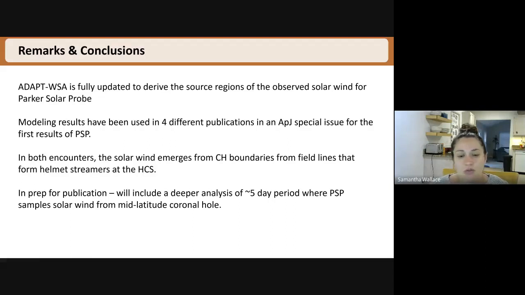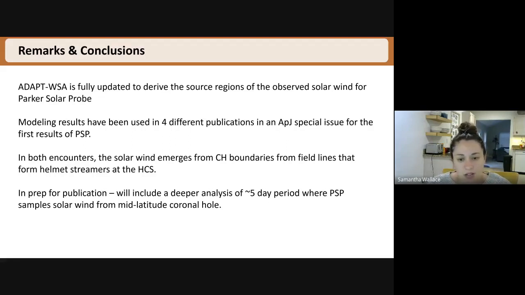So they've been used in those 4 papers. We used the model solutions to derive the sources of small SEP events, this CME. We also did a study with Adam Szabo to compare all the different types of models, like MHD, and what they were deriving for the first perihelion.